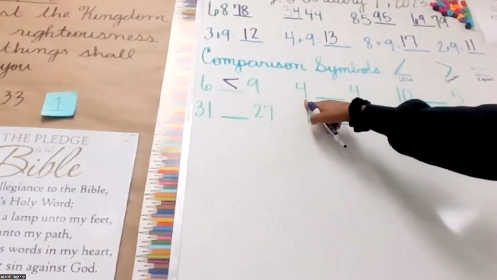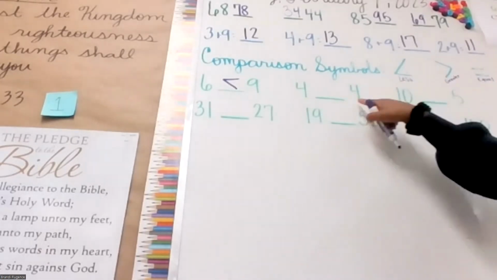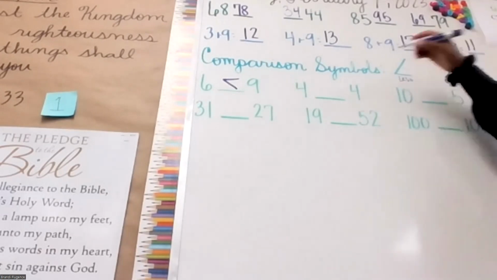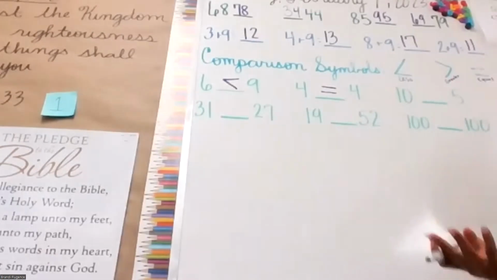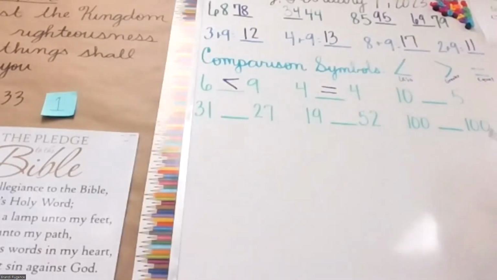So now I have 4. Is 4 less than, greater than, or equal to 4? Equal. Same number. When it's the same number, it's equal. You have 4 and 4. It's the same amount. Equal. Next one, 10. Is it less than, greater than, or equal to 5?